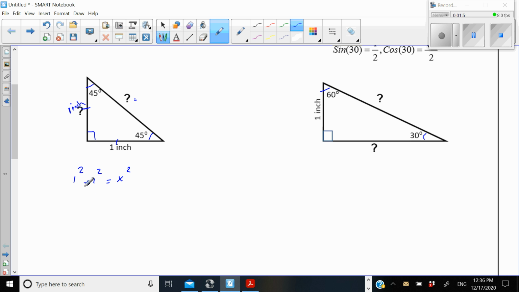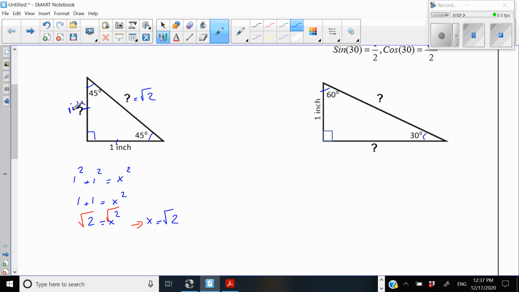So 1 squared is 1. The other one is also 1. Is equal to x squared, and 2 will be equal to x squared. Then in order to solve for x, I'm going to take the square root of both sides, and now x will be equal to square root of 2. We know that it's basically equal to positive and negative, but we don't take the negative one, we only take the positive one. So this side is radical 2.